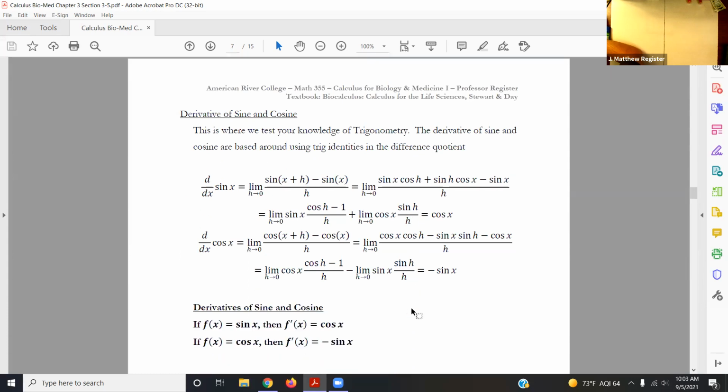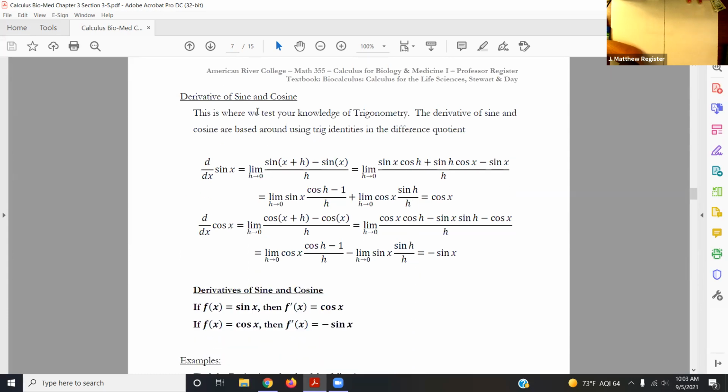Ooh, sine and cosine are a little bit more interesting. And so this is really where you get to test your knowledge of trigonometry. Here are the formal proofs for them. And so let's just look at the sine one. The derivative of sine, if we use our difference quotient definition of derivative, would give us sine of x plus h minus sine of x over h.